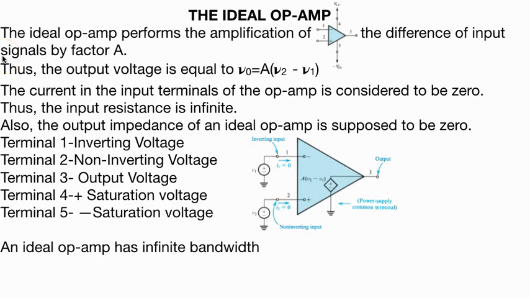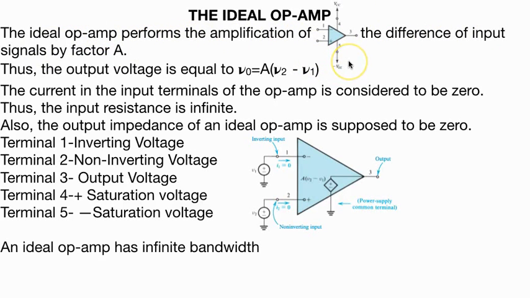The ideal op-amp, operational amplifier. What is an ideal op-amp? That's the first question that comes to our mind. Op-amp, as the name suggests, is an operational amplifier. It will amplify your input voltage. The ideal op-amp performs the amplification of the difference of the input signal by a factor A.